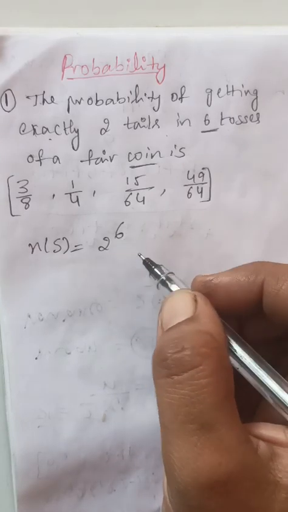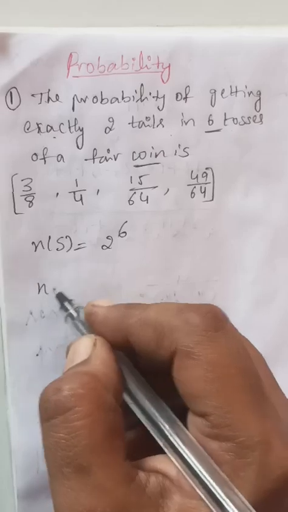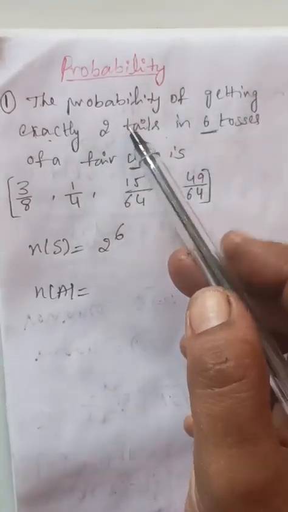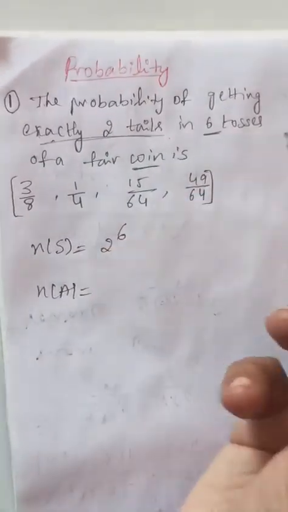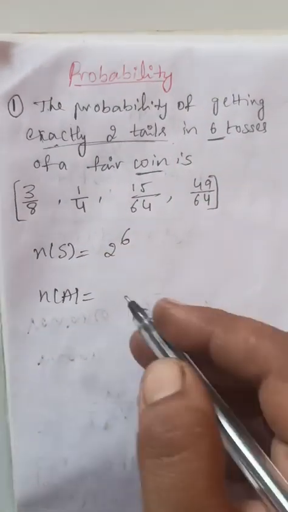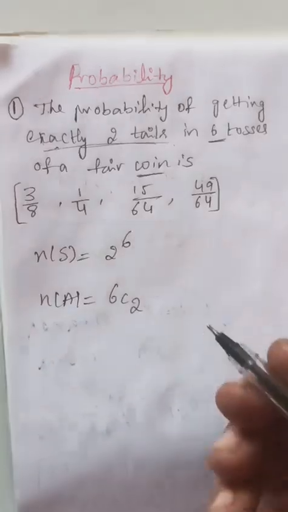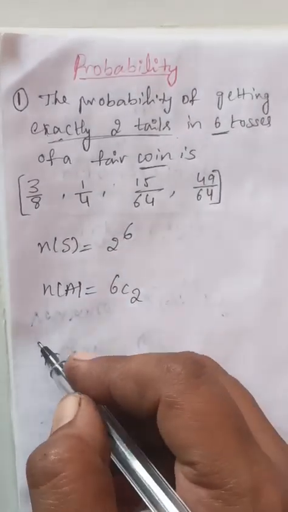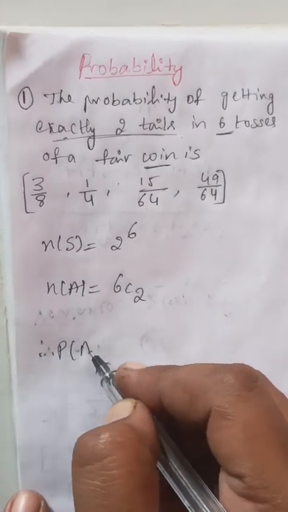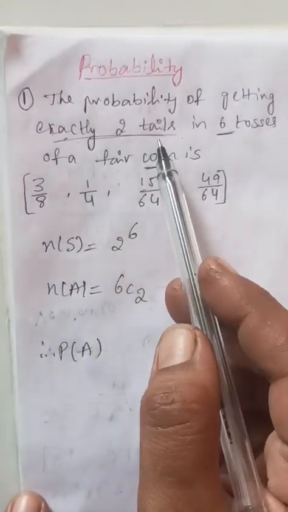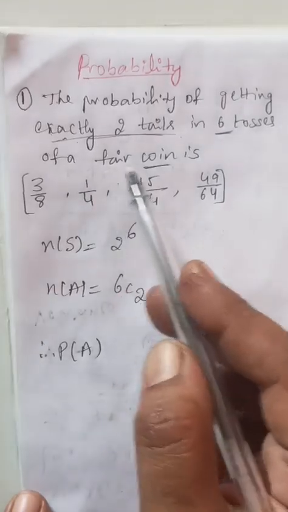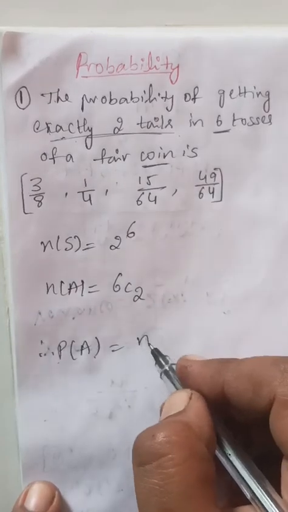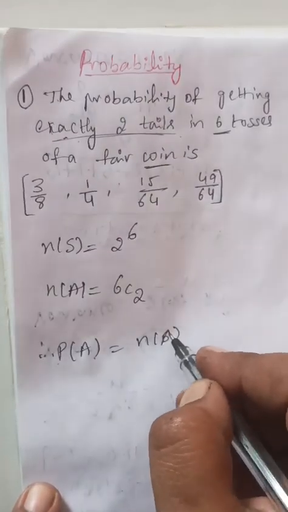So 2 power 6. And n of A, the event, is getting exactly 2 tails. Out of 6, exactly 2 tails. So that is 6C2. N of A is 6C2. Therefore, the probability of getting exactly 2 tails in 6 tosses of a fair coin is denoted with P of A. P of A formula is N of A by N of S.